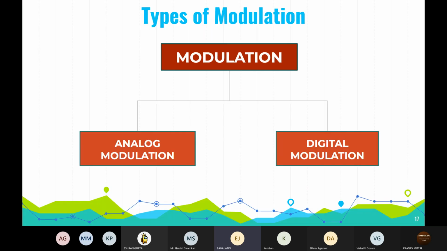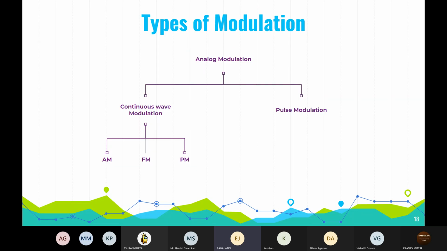Now let's see what the types of modulations are. Broadly speaking, we have analog modulation and digital modulation. If the message signal is analog, then it is known as analog modulation, and similarly if the message signal is digital in form, in terms of zeros and ones, then it's known as digital modulation. First of all, let's talk about analog modulation.